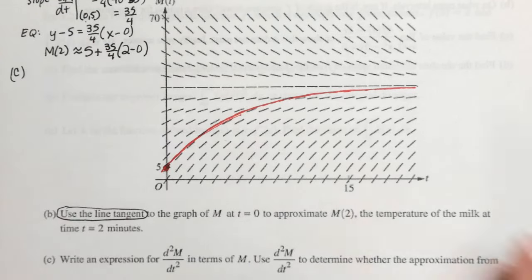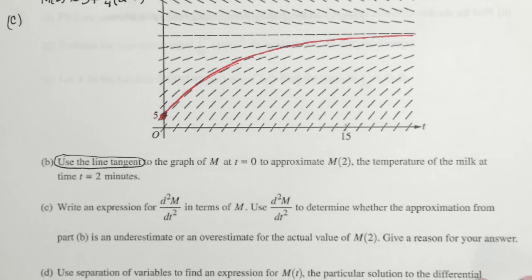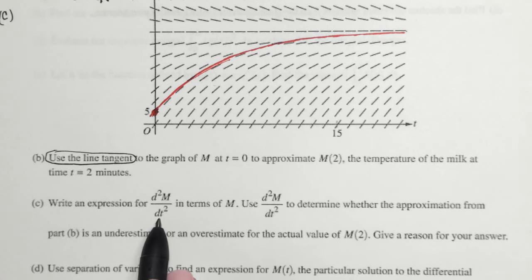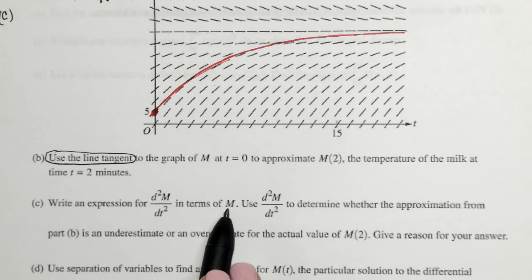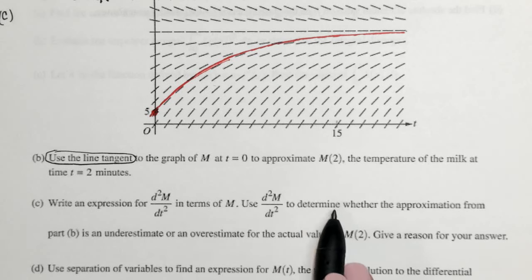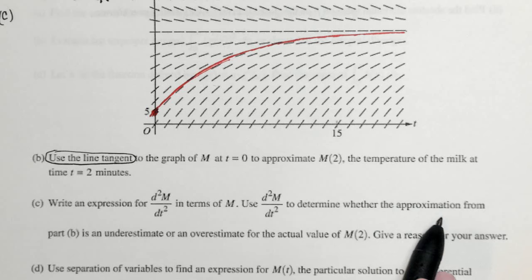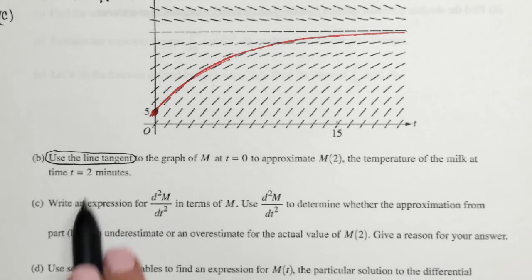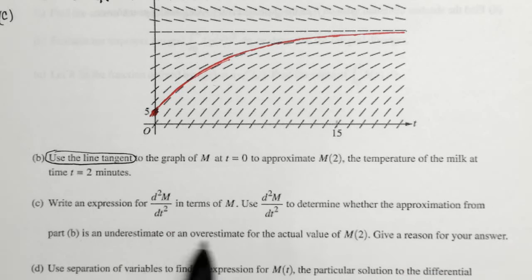Part C. Write an expression for the second derivative of m with respect to t in terms of m, and then use the second derivative to determine whether the approximation from part B is an under or an overestimate of the actual value.